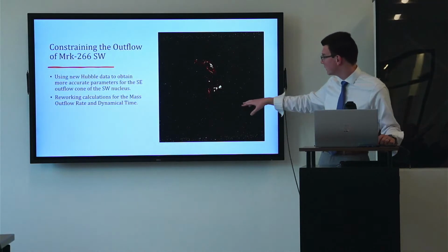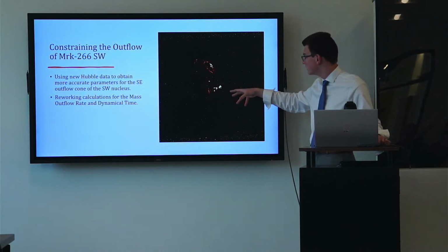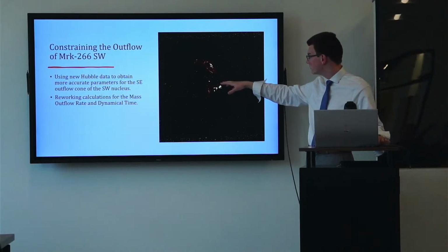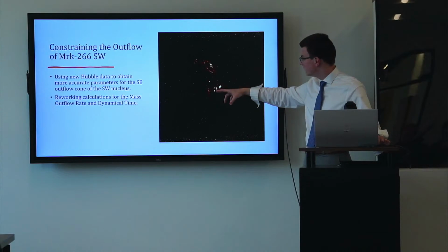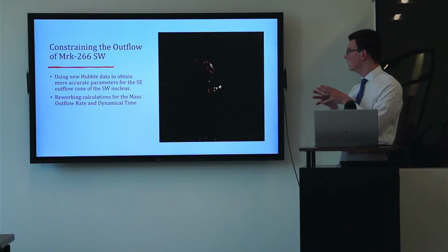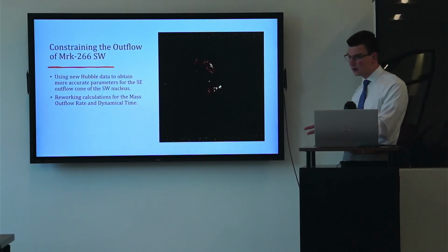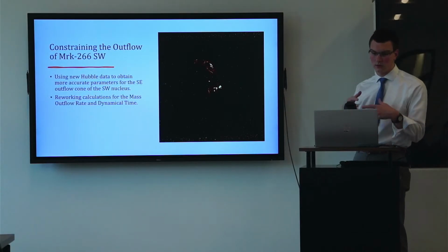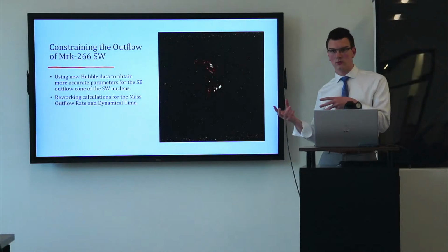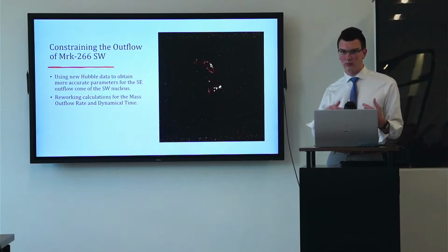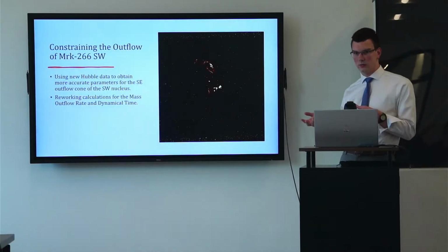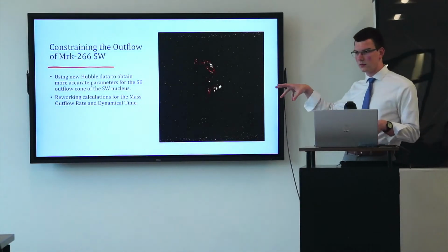So, as I pointed out earlier, you can see a little better in this picture the two conical outflows from this nucleus. This is the one that I was looking at, the southeast nucleus. The goal was to measure it accurately, and then to use those values to rework some calculations for the mass outflow rate, which is just how much mass is being ejected from the galaxy by way of this outflow over time. And then the dynamical time, which is a measurement of how long this outflow has been active.